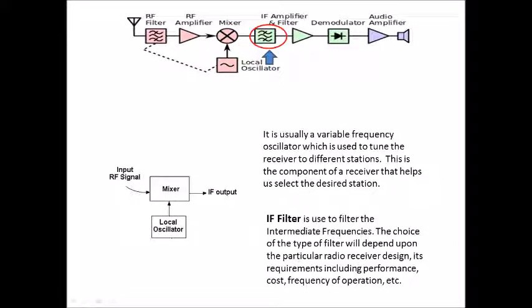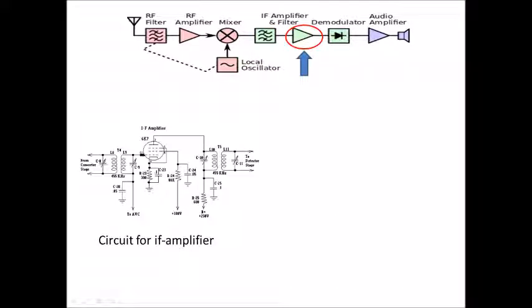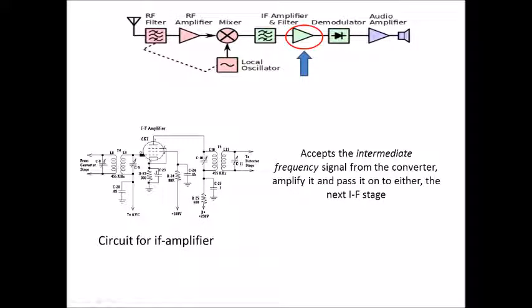After the mixer does its work, the signal passes on to the IF filter. As the name suggests, IF filter is used to filter the intermediate frequencies. The choice of the type of filter will depend upon the particular radio receiver design, its requirements including performance, cost, frequency of operation. These days, LC filters are not widely used because the cost of winding coils is high, and often ceramic filters are more convenient, cheaper, and offer a better level of performance.